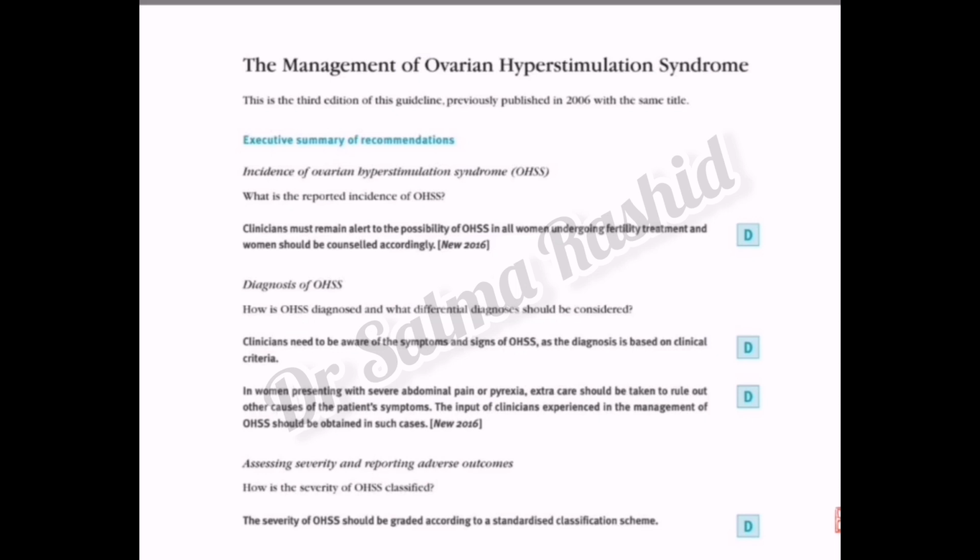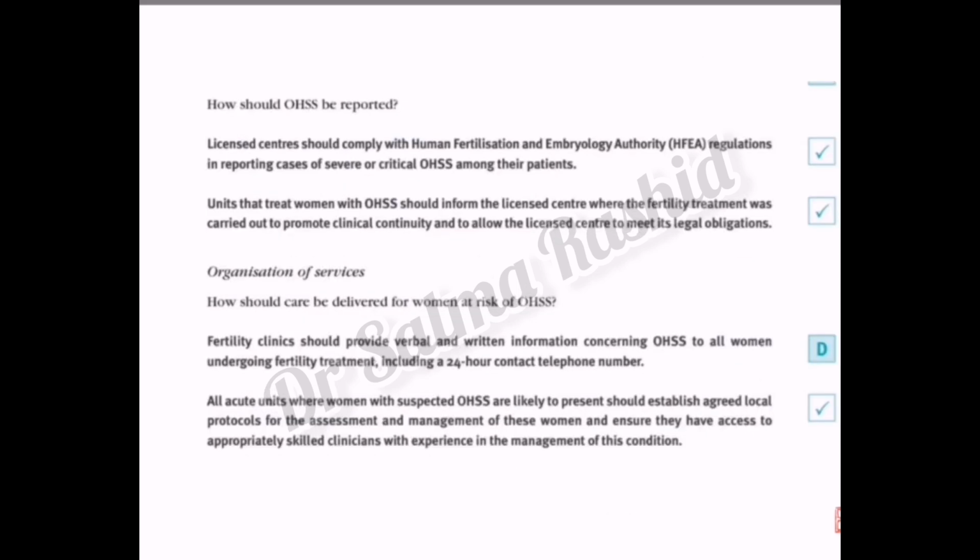Assessing severity and reporting adverse outcomes. How is the severity of ovarian hyperstimulation syndrome classified? The severity of ovarian hyperstimulation syndrome should be graded according to a standardized classification scheme. Now, how should ovarian hyperstimulation syndrome be reported?